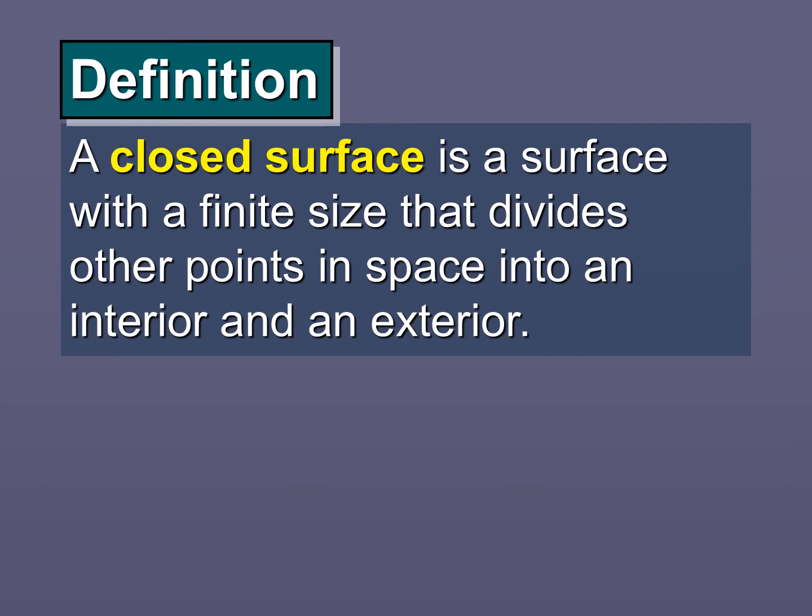So now let's take a look at what a closed surface is. A closed surface is a surface with a finite size that divides other points in space into the interior and an exterior. Remember that very first surface that I showed you, which was kind of wavy? It wasn't closed because it was just in space, and it didn't really divide anything into interior and exterior. Versus the sphere was closed because it closed off everything and had an interior and an exterior.